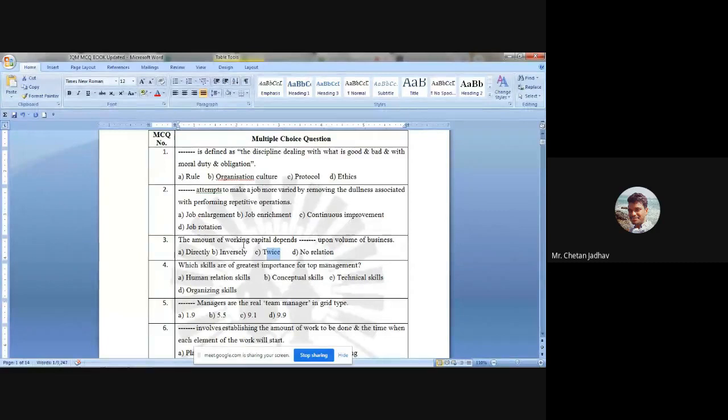Twice means if you are providing 1 lakh rupees for the production, and you have to produce in terms of multiplying it twice.